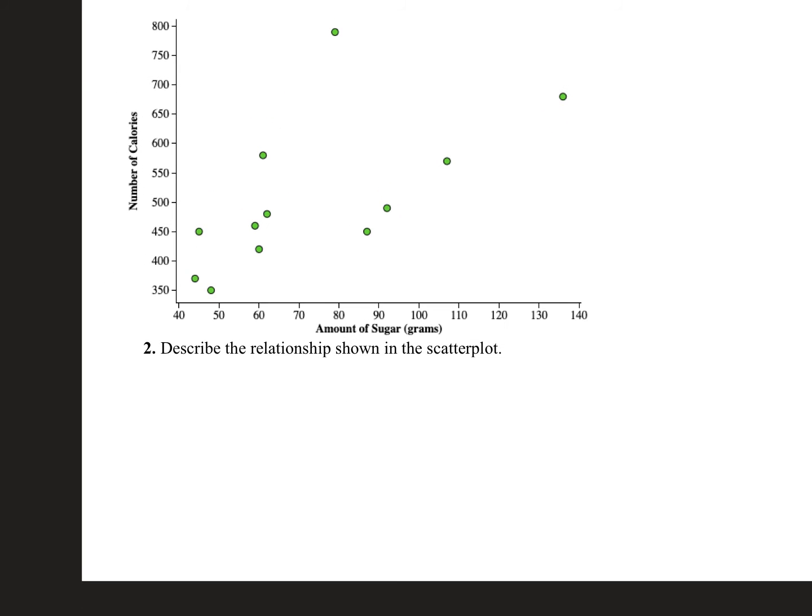So I'm thinking about my DOFS, right? So again, starting with the direction, there is a positive association. The more sugar there is, the more calories there tend to be. So starting off with that, direction is going to be a positive association. I'm going to go into form, right? What type of pattern is it?